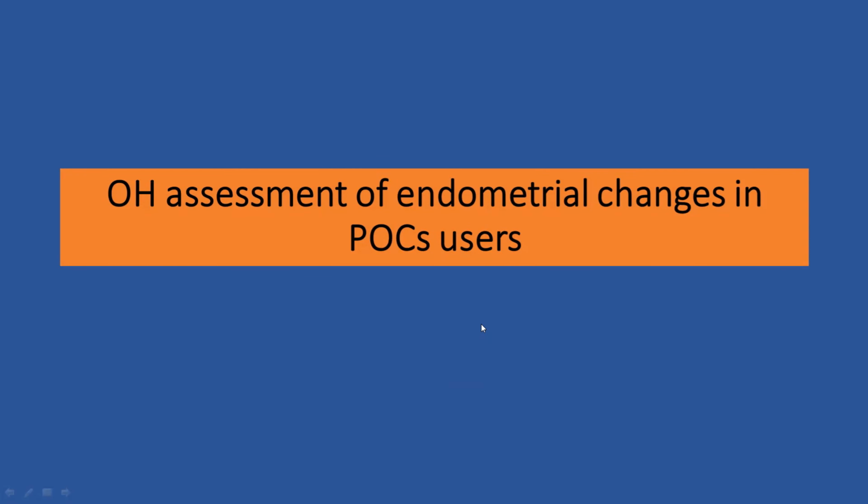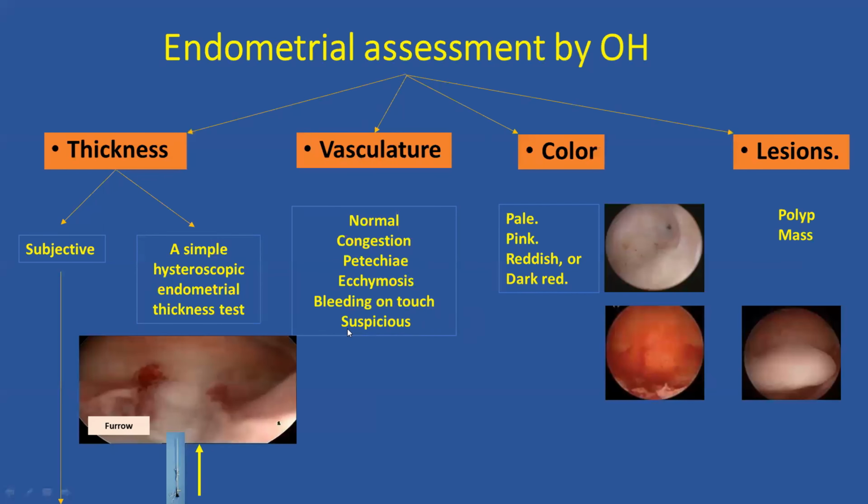Now we would like to assess the endometrial change with progestogen-only pills. This can be done by hysteroscopy. We can use it to assess the thickness of the endometrium subjectively. When you go with office hysteroscopy, you have a general look on the endometrium. Is it thin, thick, or normal?